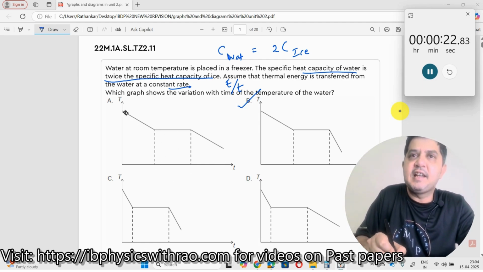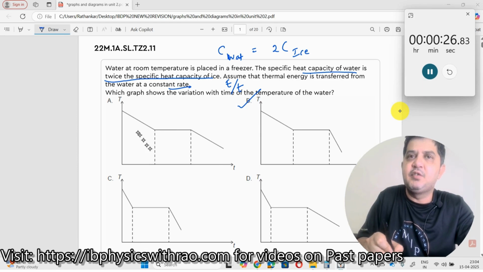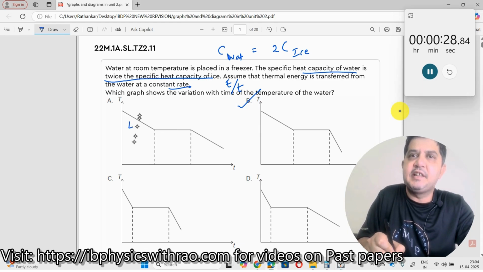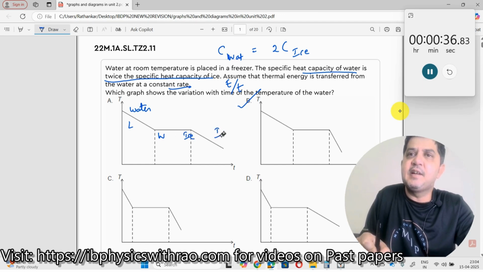See, this is at a higher temperature, then the temperature lowers down and it becomes constant. What does it tell you? This could be in the liquid state, or I can say this is in a water state, this is in the water to solid, that is water to ice state, and this is completely in ice state.